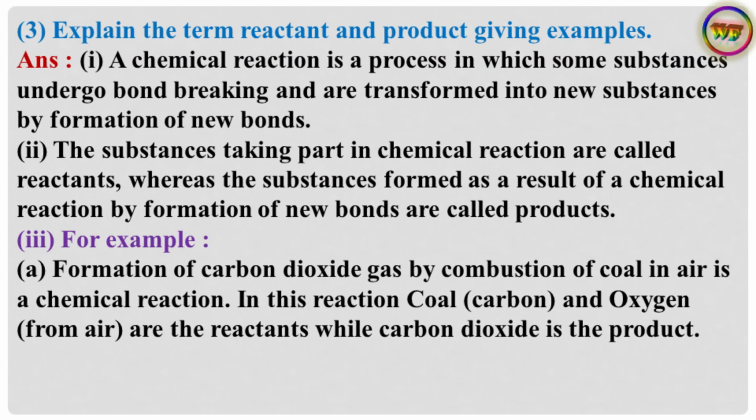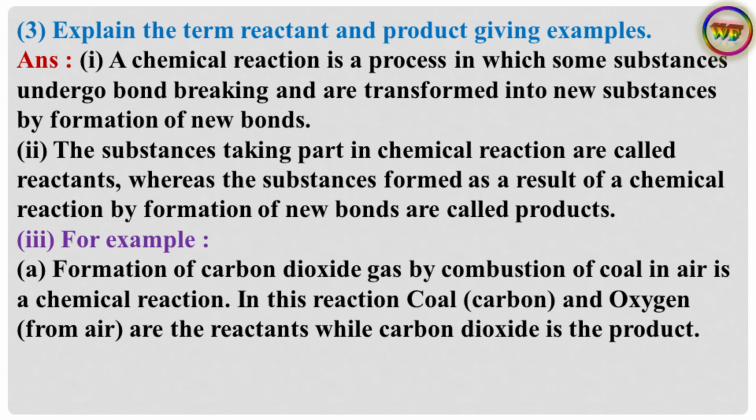Sub-question 3. Explain the terms reactant and product giving examples. Answer. Point 1. A chemical reaction is a process in which some substances undergo bond breaking and are transformed into new substances by the formation of new bonds. Point 2. The substances taking part in a chemical reaction are called reactants, whereas the substances formed as a result of a chemical reaction by the formation of new bonds are called products.